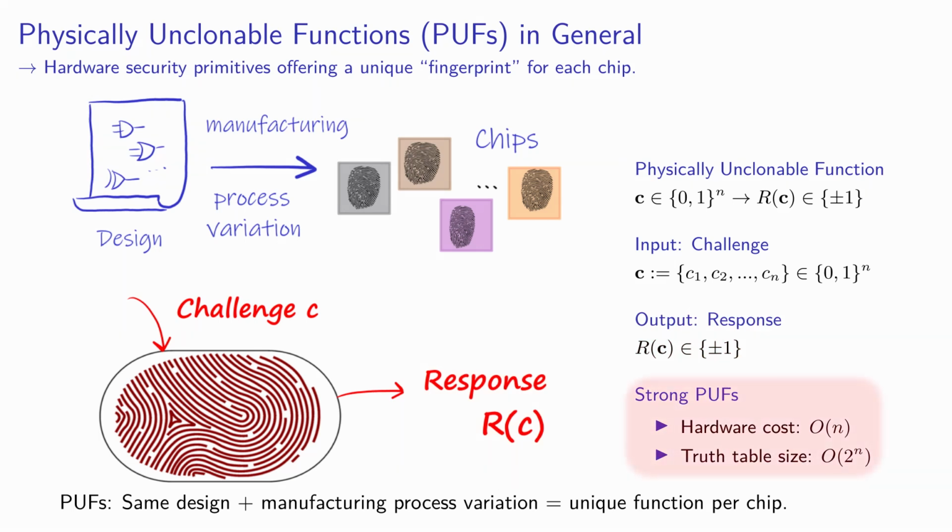A strong PUF offers a truth table exponential in the size of its hardware cost. By mapping n inputs to 2 to the n outputs, a strong PUF prevents the enumeration of every challenge-response pair. This property helps to ensure that the PUF is unclonable.